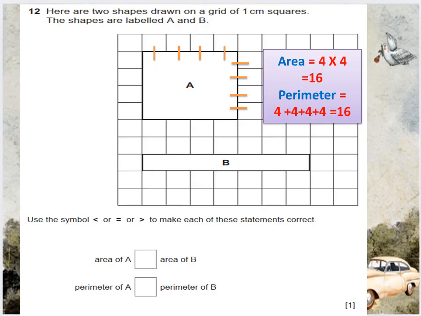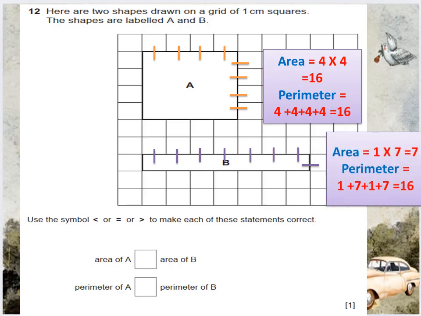What about the rectangle? We have here 1, 2, 3, 4, 5, 6, 7. To find the area, it will be 7 times 1, 7. And the perimeter will be, just add all the sides. 7 plus 7 plus 1 plus 1, which will be 16. So now we can compare. Area of A, which is 16, is greater than area of B. Perimeter of A, which is 16, is equal to perimeter of B, which is also 16.